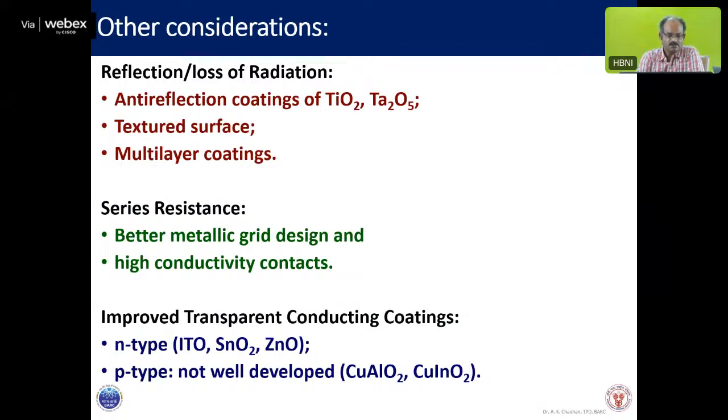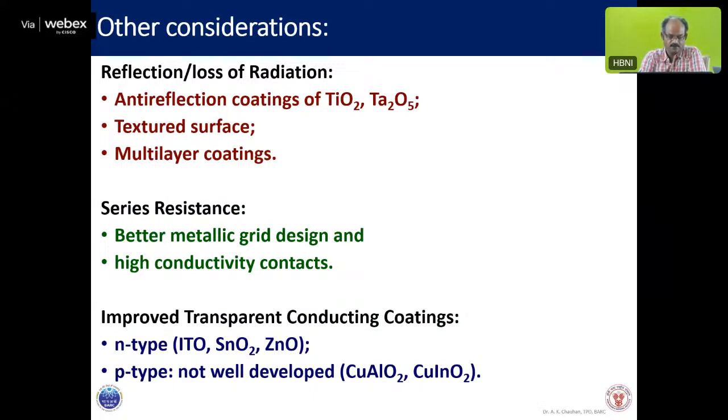There are other considerations also. As I told on the reflection side, we have to do some anti-reflection coating so that the reflection of the radiation can be minimized. For this, one is coating of different ARCs, and then texturing the surface. Texturing the surface can also reduce the reflection losses. And then we have multi-layer coatings also. Multi-layer coatings also reduce the reflections.